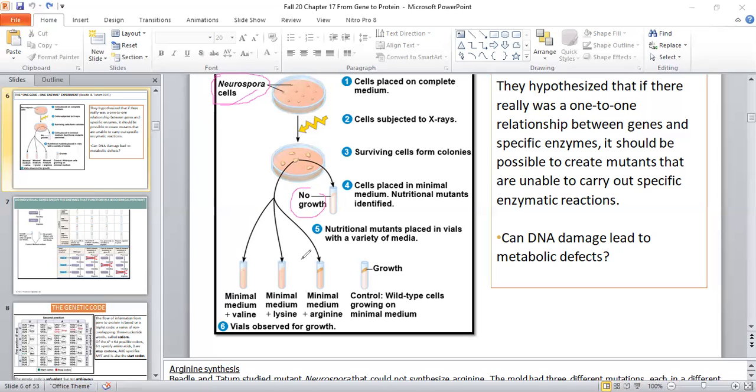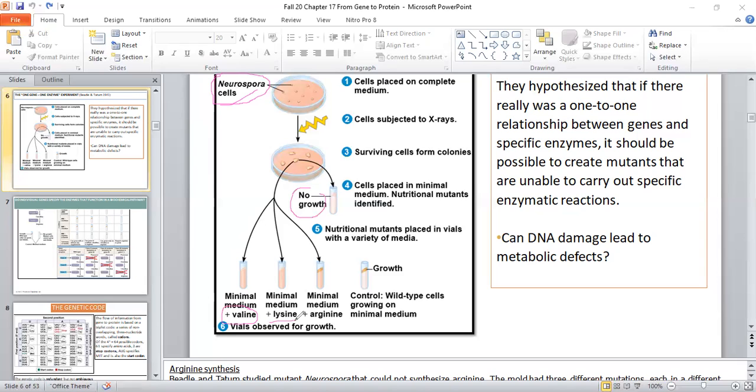Okay, what is the category? In one minimal medium, they provided the minimal medium along with valine, one amino acid. What does it mean? It means that amino acid did not have any effect on the growth. There is no growth. Then in the second minimal medium they added lysine, another amino acid. Nothing happened, no growth.